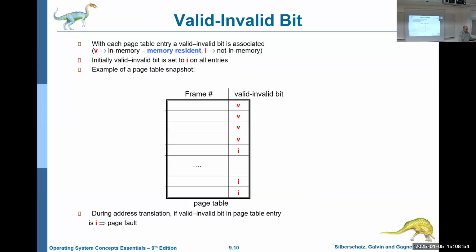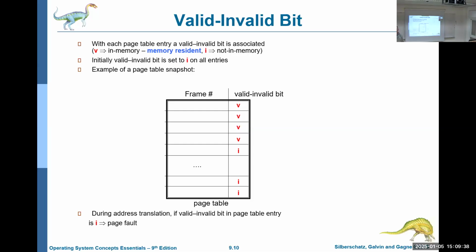Okay, so here's the swapping. And now we're talking about this valid bit. With each page table entry, so we're still having our page table we talked about before, a valid-invalid bit is associated. Valid means it's in memory, or memory resident, and invalid means not in memory. If it's pure demand paging, initially the valid bit is set to invalid on everything. So that means every single page is not there, and then the system will bring it in.